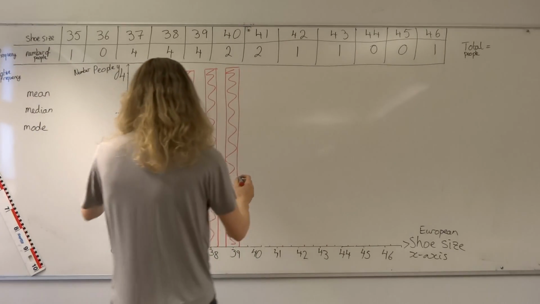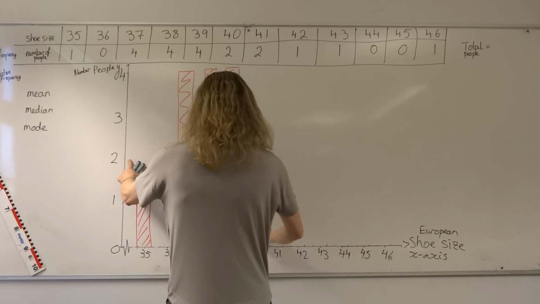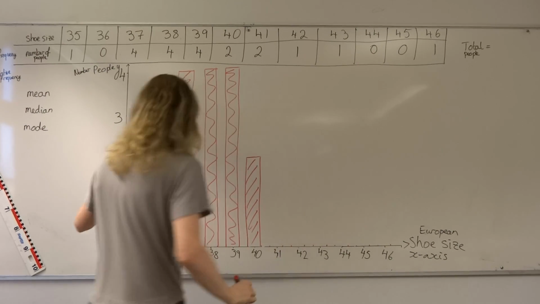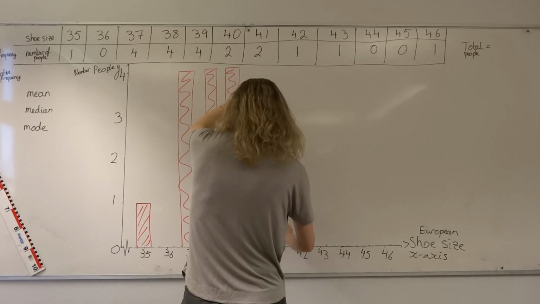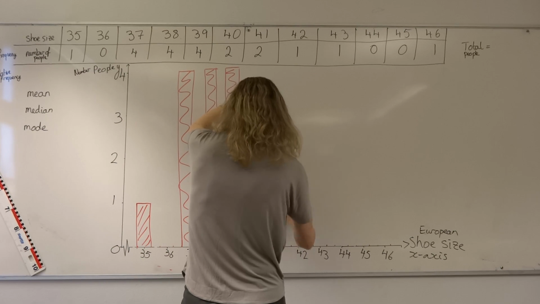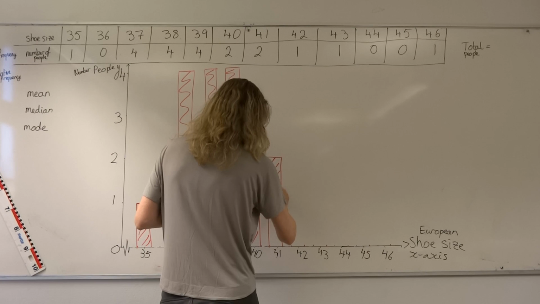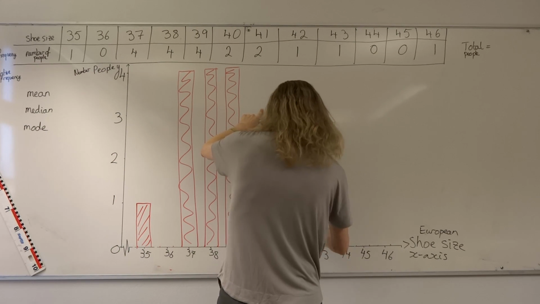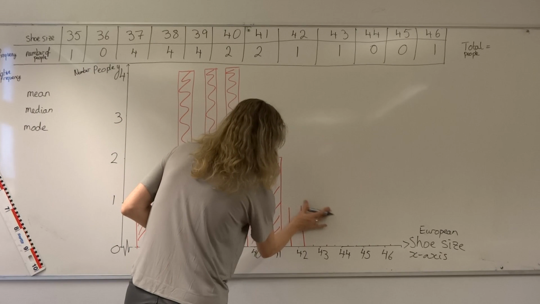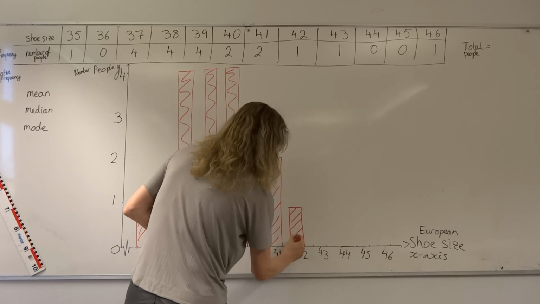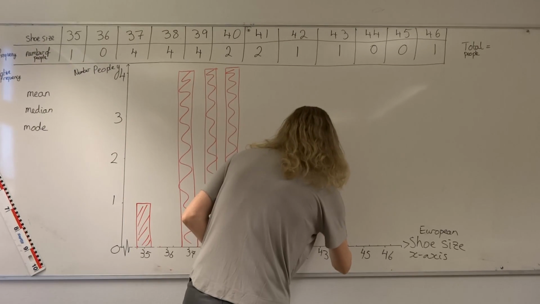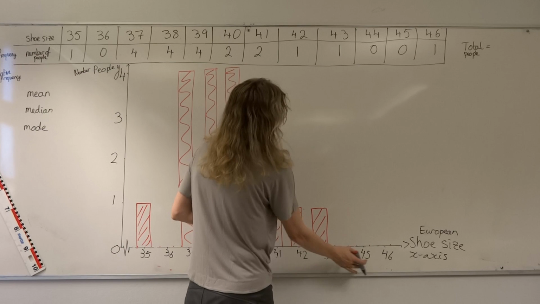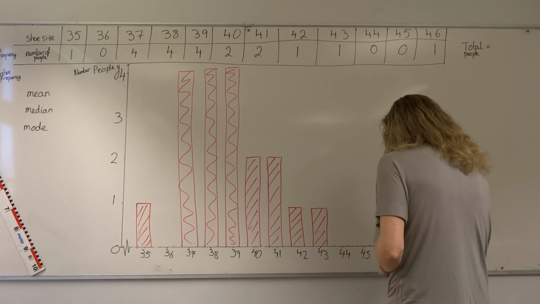And then when we came to 40, there were 2 people that had that shoe size. It's about here, so number 40 would look like this. 41, there were 2 people there as well, same as for 40. 42, there was 1 person who had 42. A little bit high, sorry. Shoe size 42. And then 43, there was also 1 person who had 43. And there was nobody who had 44, nobody who had 45, and 1 person who had 46.